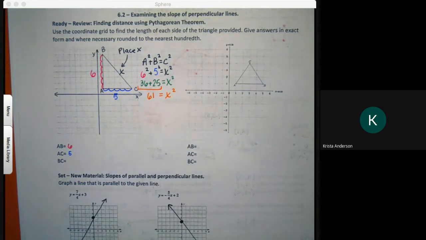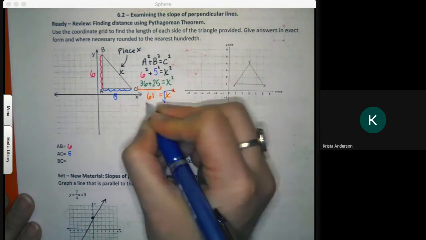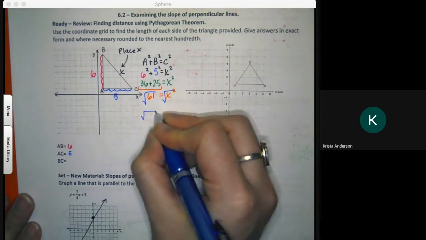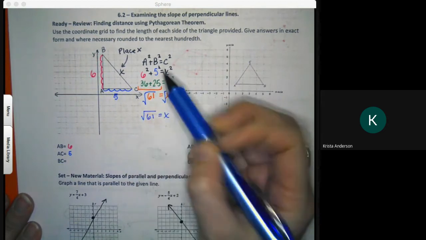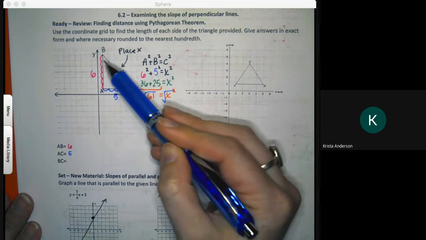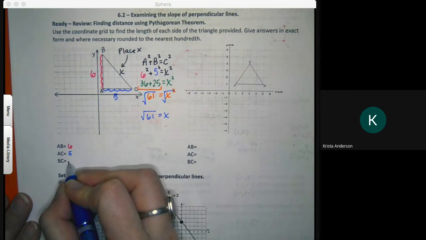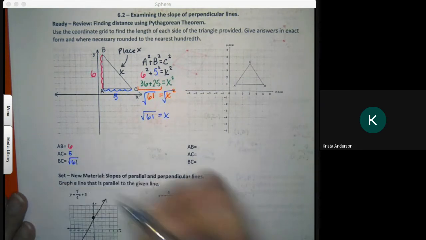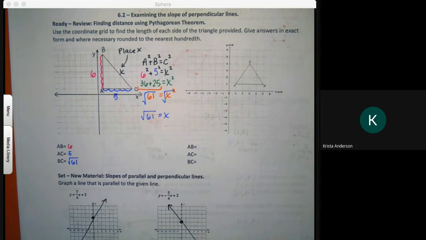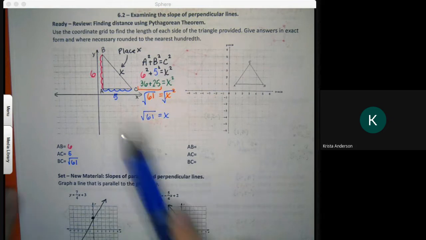To get rid of that power, I square root it, which tells me that is the length for B to C. So in this box right here, I would write that it's the square root of 61. I'm just going to write it as an exact form. On your homework, it will want exact form only, no decimals today. On your assignment, they will mostly look like this one.